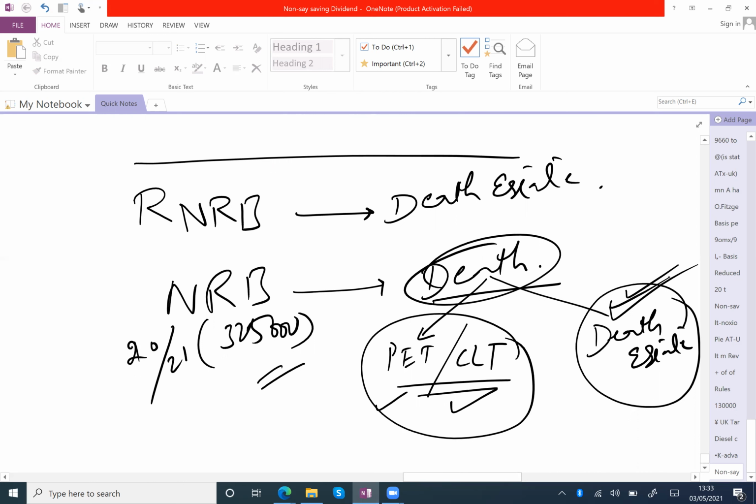So the residence nil rate band is only available on death estate, but the normal nil rate band is transferred to the other spouse, and the other spouse at the time of death will use the first spouse's unused nil rate band when they calculate the death tax on PET and CLT and the death tax on death estate both. So this is the difference.